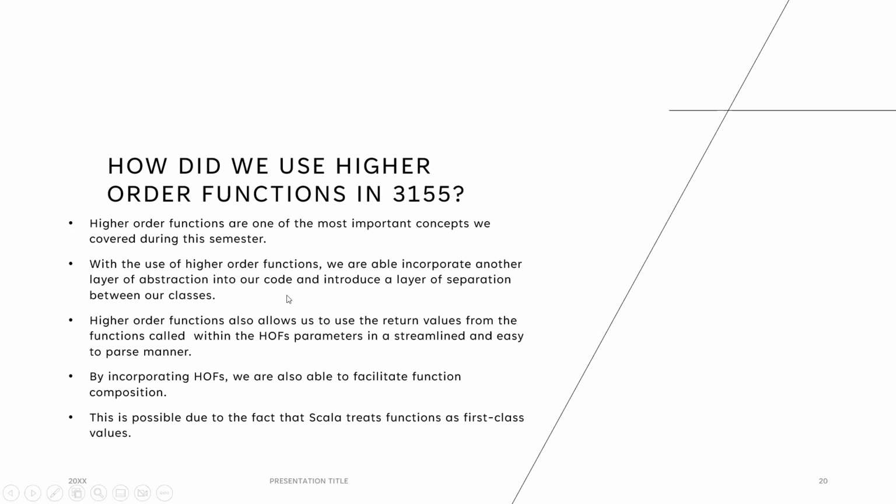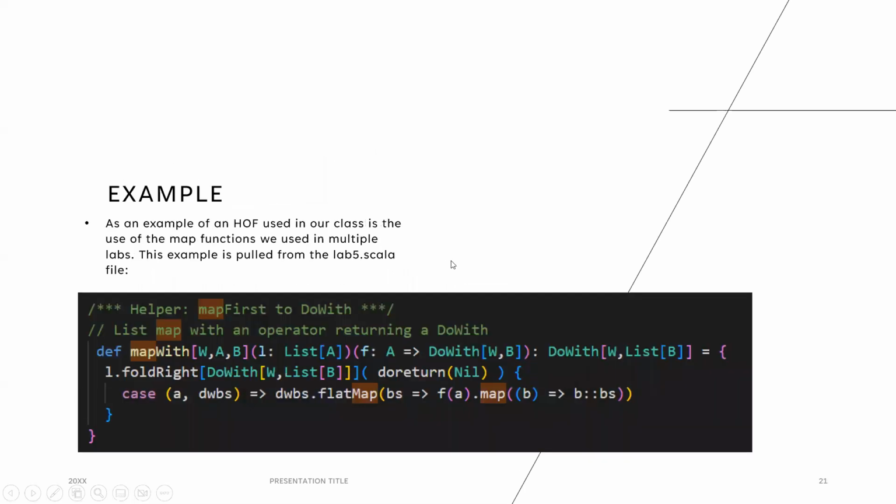By incorporating HOFs, we are also able to facilitate function composition, which is essentially composing new functions out of multiple other functions. This is possible due to the fact that Scala treats functions as first-class values. So that's a very important point, and we'll touch on that more in a little bit.